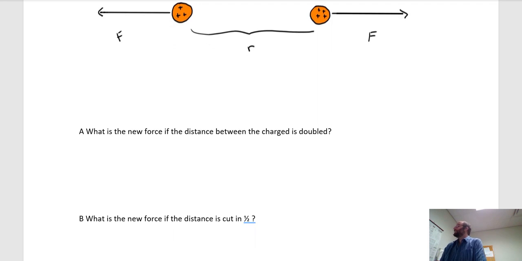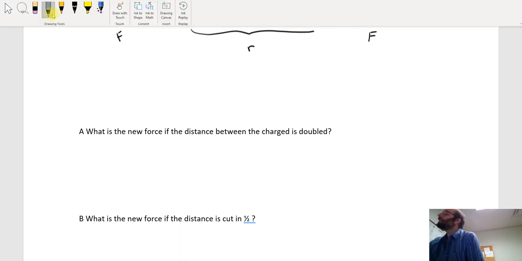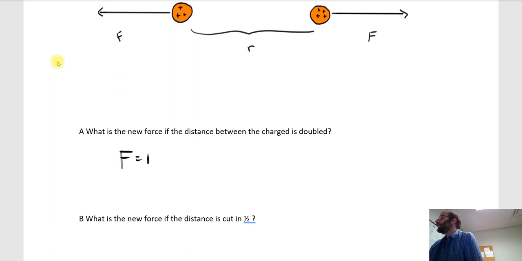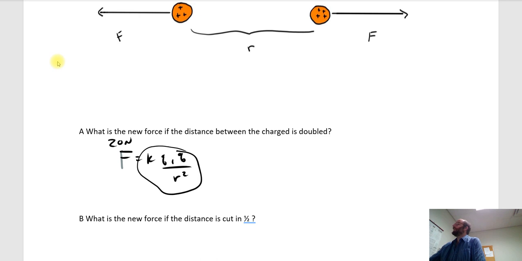What's the new force if the distance is doubled? So this really is a conceptual question. Remember that the Coulomb force is K Q1 Q2 over distance squared. So just ask yourself, this is a 20 Newton force under a bunch of conditions, all of which presumably are known. And then ask yourself, if I double the distance, what's the new force going to be? You should be able to give me a value for that.